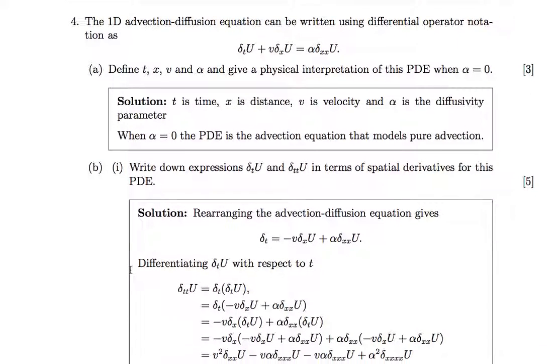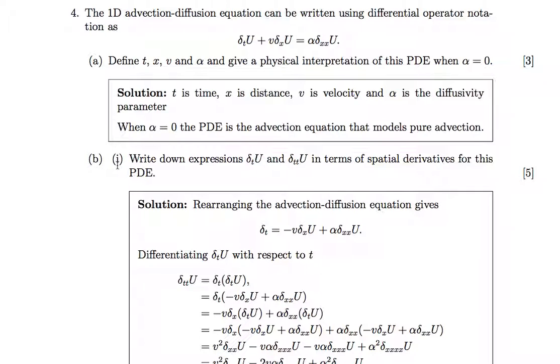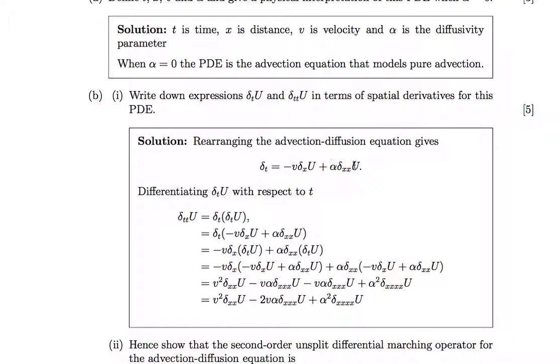Okay, part B, part 1. Write down expressions for the first order derivative of u with respect to t and the second order. The first order one is easy. We just rearrange this by subtracting v delta x u from both sides. That gives us our first order derivative.